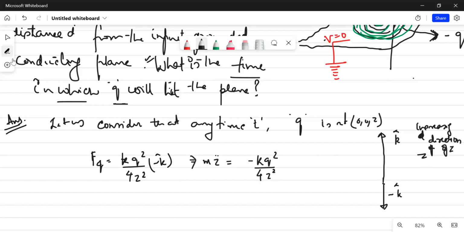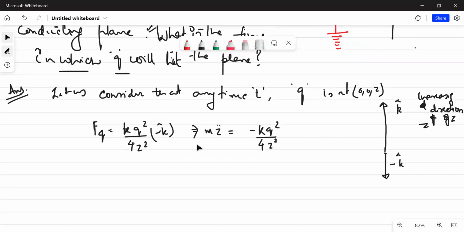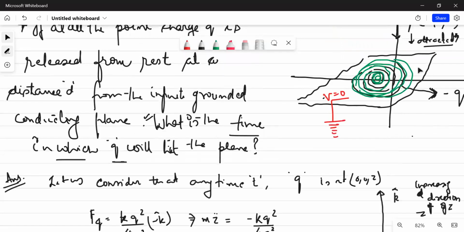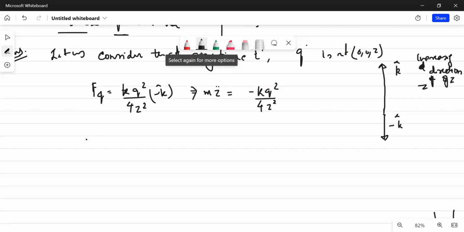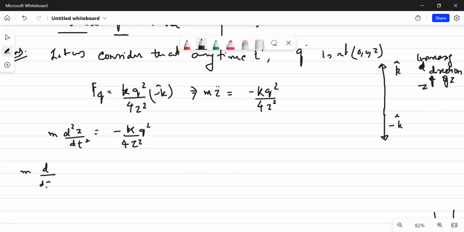Okay, so now you can understand that we are given that initially our speed was 0. So what we can do is transform this particular thing in terms of the speed. So m d2z upon dt square is equal to minus k upon 4z square, and this is q square. So instead of writing this, I'll do certain manipulation.